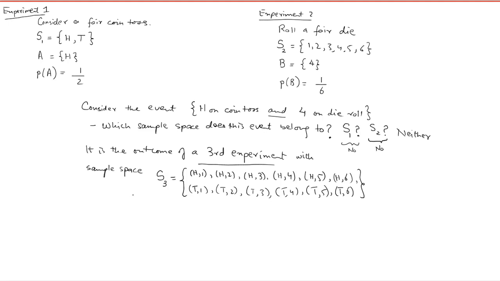Now, which element of the sample space makes up my event? Head on coin toss and 4 on die roll. Which one? There is only one: head comma 4. Head comma 4. Great.